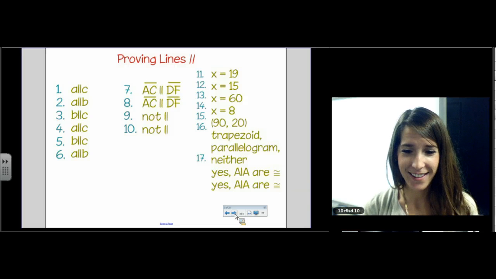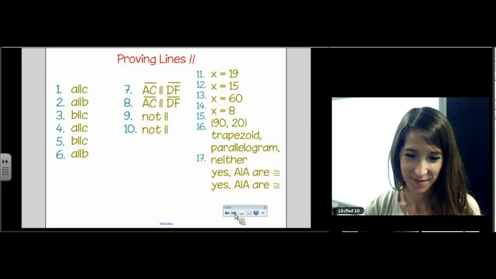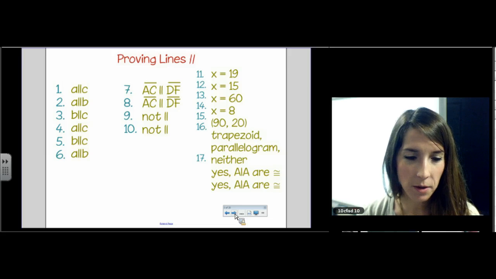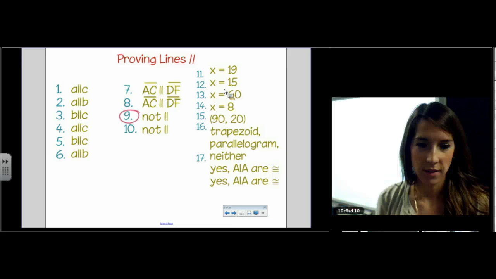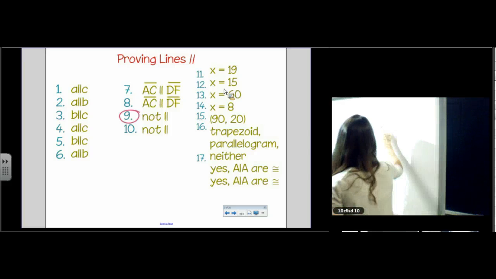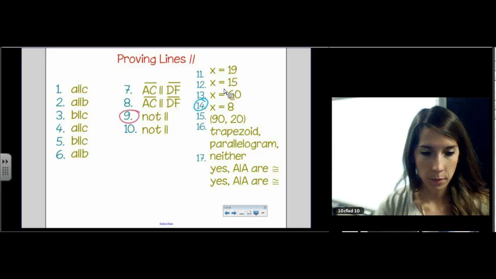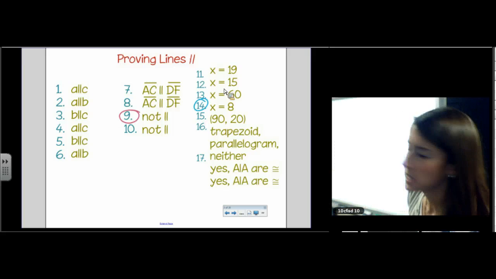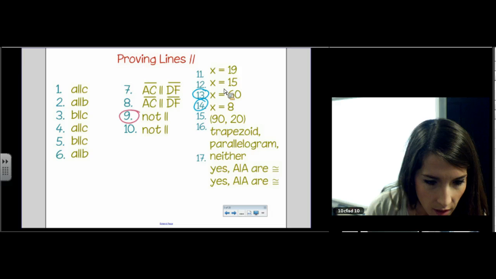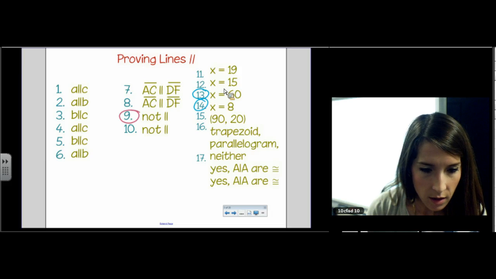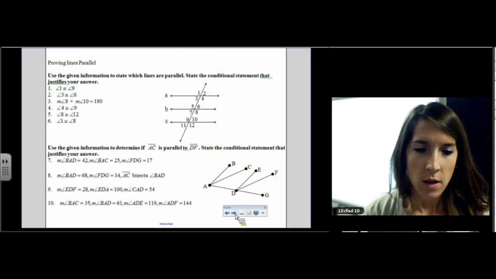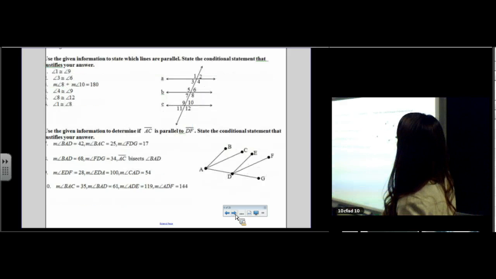Proving lines parallel. Which ones would you like me to work, guys? That was kind of confusing. On number 14, can x be negative 20? We can talk about that. Anna, you want me to do 13? And Rishi? Number 10. Okay. So ready? We're all looking at number 9 right now.